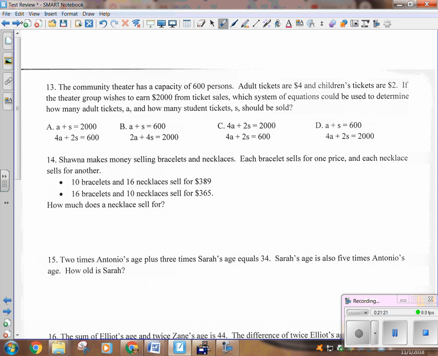The community theater has a capacity of 600 persons. Adult tickets are $4. Children's tickets, $2. The theater wishes to earn $2,000. Which system of equations could be used? This is one of those money, money, money problems. When I say money, money, money, I mean one equation is going to have a money number in it. So adult tickets are $4. I need to use $4, so it's going to be $4 times every adult ticket. Children's tickets are $2, so 2 times every child's ticket. And then how much money? So it's money, money, and more money. So I want to equal 2,000.